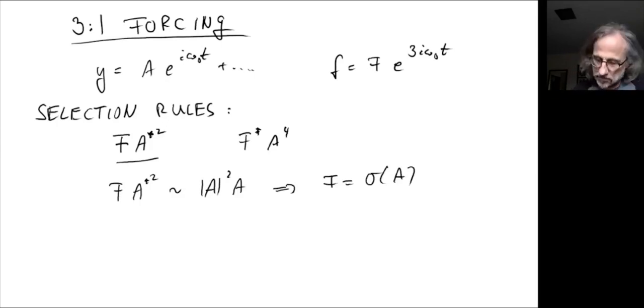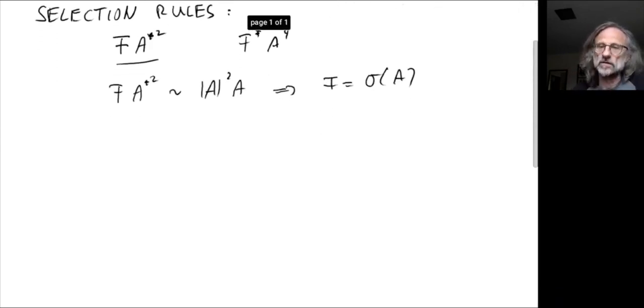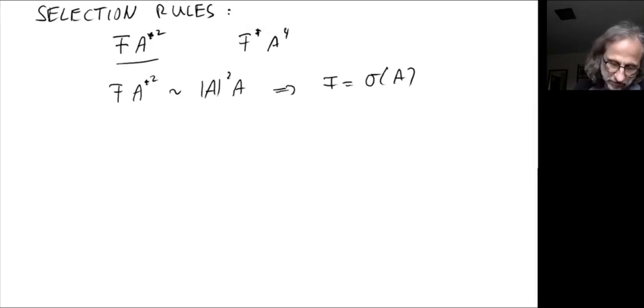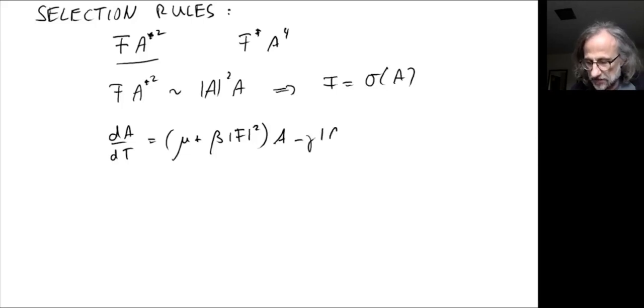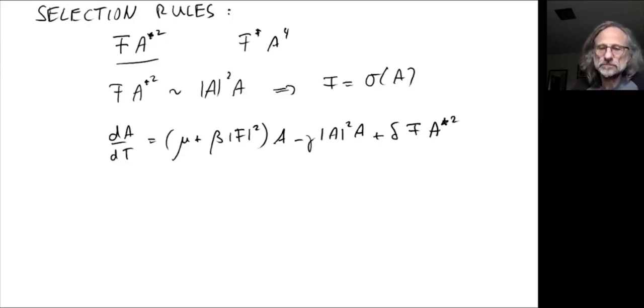After a little bit more consideration, you find that the equation has the following form: dTA is equal to your control parameter plus a coefficient beta times absolute value F squared, times A, minus gamma absolute value A squared A, plus delta F A star squared. I've chosen the sign of the coefficient here such that I'm assuming gamma is positive, because I want to have saturation. That's just my choice.